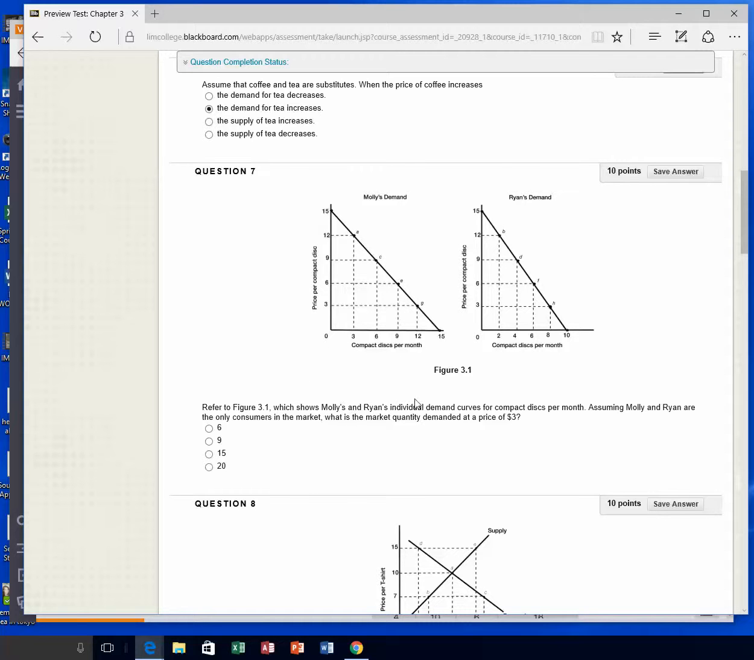So Molly and Ryan's individual demand curves for compact discs per month, obviously an old question. Assume Molly and Ryan are the only consumers in the market. What is the market quantity demanded at the price of $3? So basically, we're going to see how many Molly wants at $3. So $3 for Molly is going to be what? Point G over here, that's 12 she'll demand. Ryan at $3, we're going to go over to his demand curve. He gets 8, right? 8 plus 12 is 20.